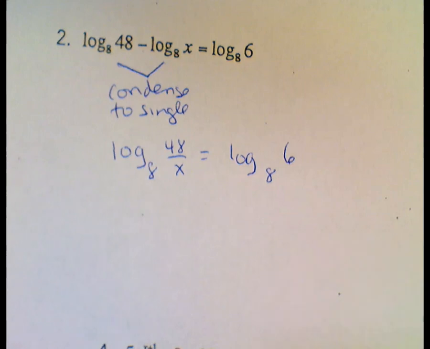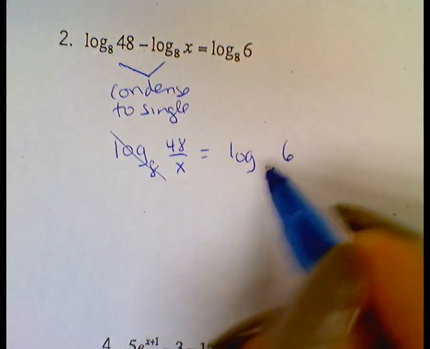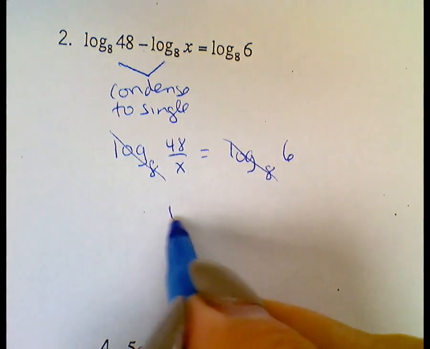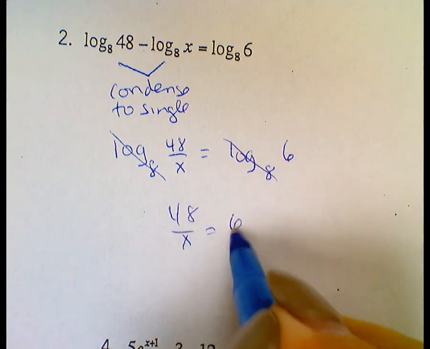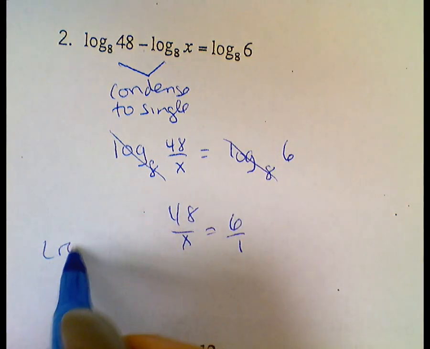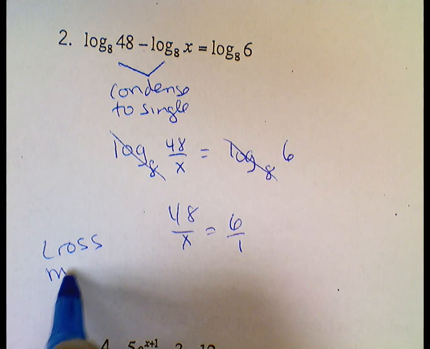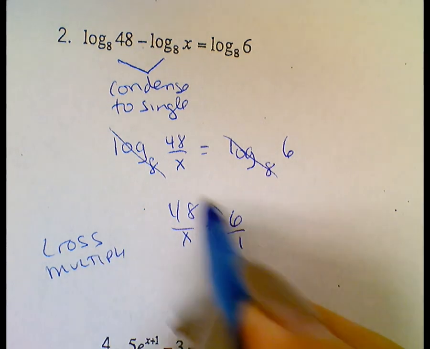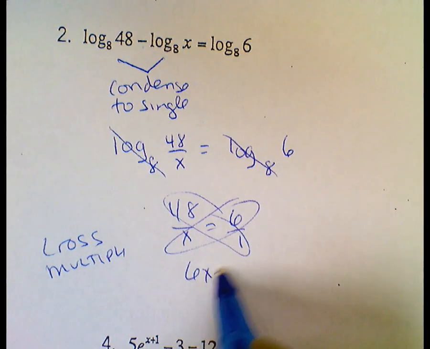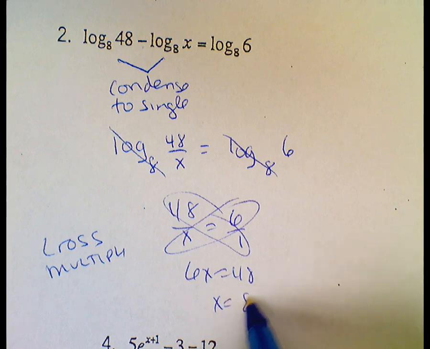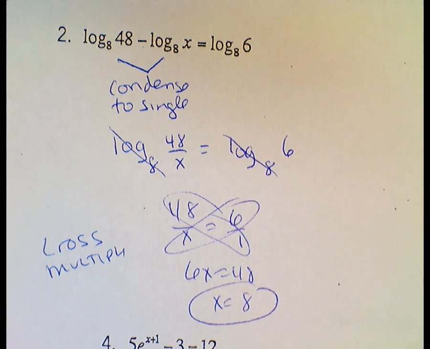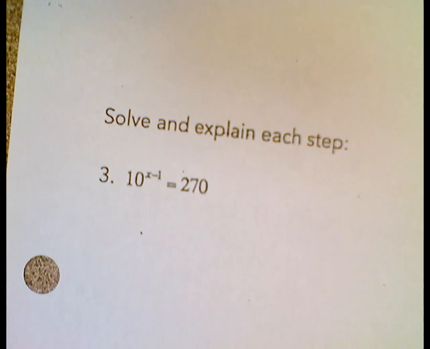Notice you have a log base 8 on both sides, so we can just drop these and set 48 over x equal to 6. We're going to cross multiply. So 6x equals 48 and x equals 8. That's it.